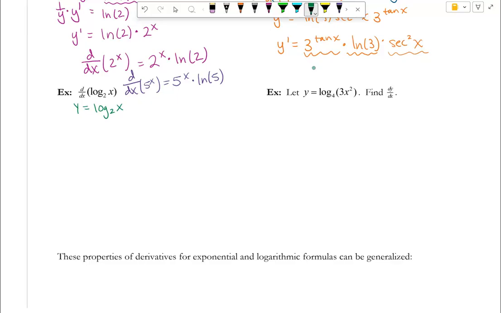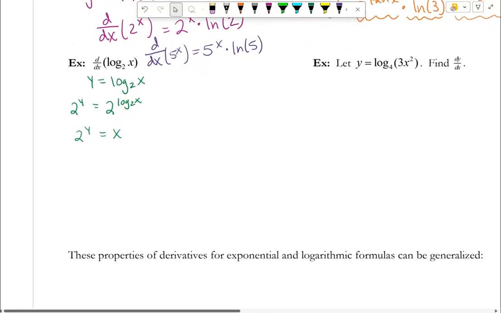Now, I don't think logging a log will be particularly helpful here, but what I could do is undo the log function by exponentiating both sides with a base of 2. In other words, I'm using the inverse function. And on the right-hand side, when I do 2 to the power of log base 2 of x, because these are inverses, we just get x. So now we have 2 to the power of y equals x. So now we have our situation where we have a variable in our exponent. So it would be helpful to take the natural log of both sides.